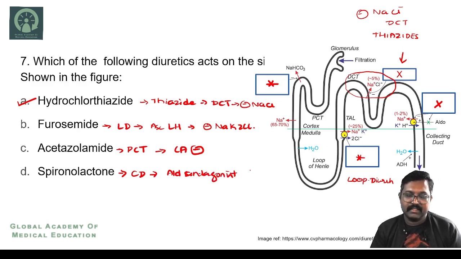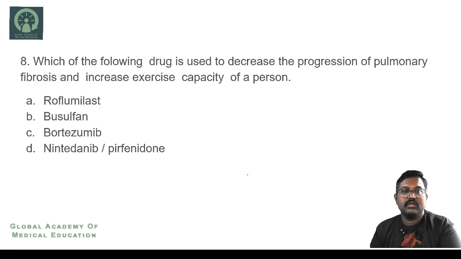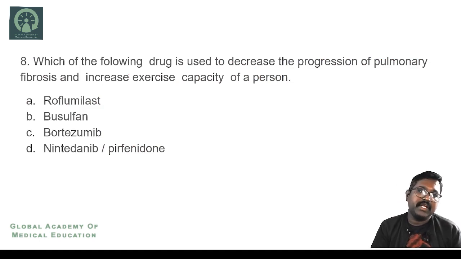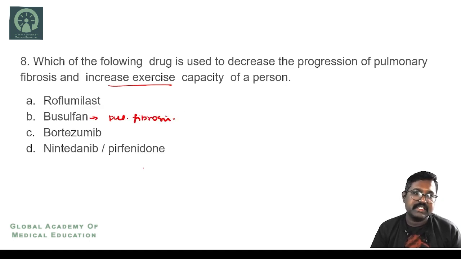Is that clear? Okay, fine. So next, coming to the 8th question, which of the following drugs is used to decrease the progression of pulmonary fibrosis and increase the exercise capacity of the person? Here the answer is busulfan will cause pulmonary fibrosis, so you cannot use this. Here the answer is pirfenidone or nintedanib.